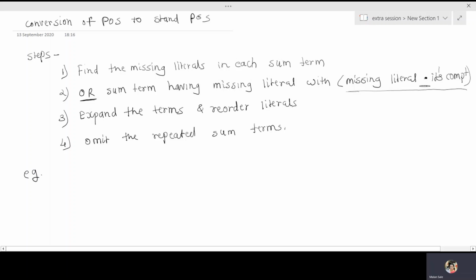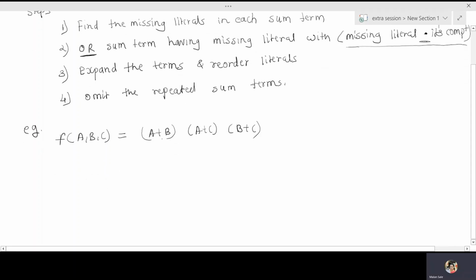Convert the given expression into standard POS form. The function is given as f of ABC, which is described by the Boolean expression (A + B)(A + C)(B + C). In this expression, the first sum term does not have all literals. The second sum term has all literals. The third sum term does not have all literals. This means this POS expression is not in the standard or canonical form and we have to convert it.